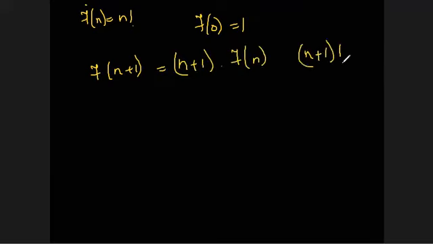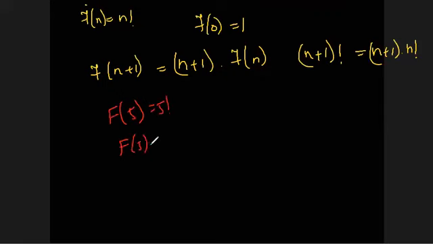(n+1)! is equal to (n+1) into n!. So this can be written as, suppose we want to define f(5). For f(5), we can write it as 5!. Then f(5) is given as 5 into f(4). If we take n equal to 4, then f(5) will be 5 into f(4). What about f(4)?